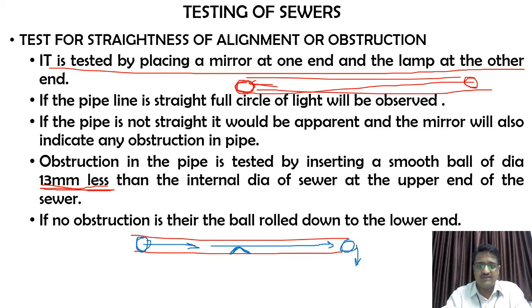At that point of time, the rectification for a given section of pipeline can be done based on that. Okay, so this is with respect to the testing of straightness, alignment or obstruction of the pipe.